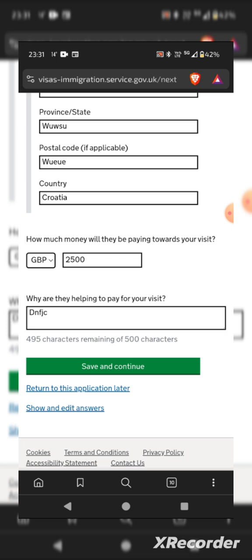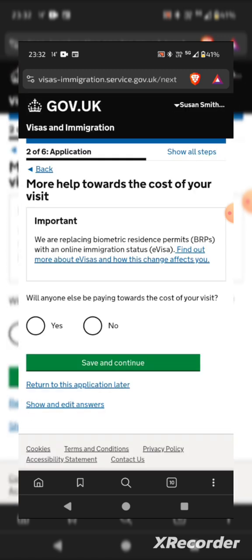Then the next thing is you put why they are helping you. Why are they helping you towards the visit? It should be a reasonable reason and make it as convincing as possible. If you don't know how to write, please use ChatGPT. See what you want to say, ChatGPT will help you generate it, and you can then edit it and put it inside. Then take save and continue.